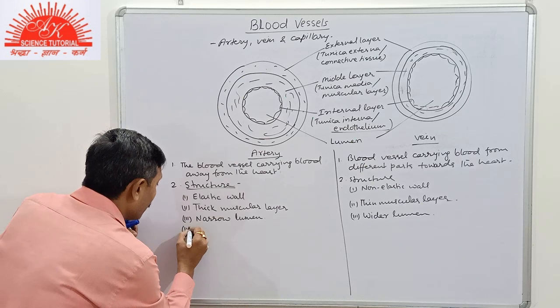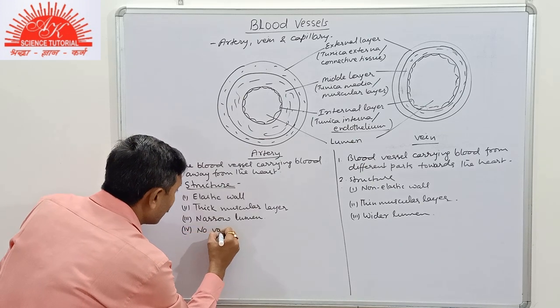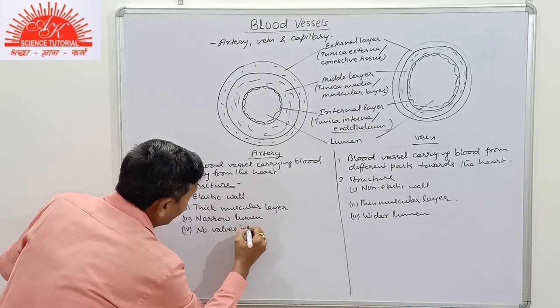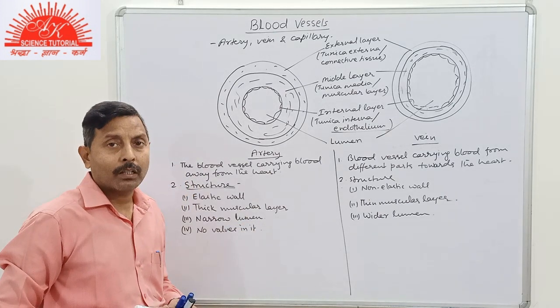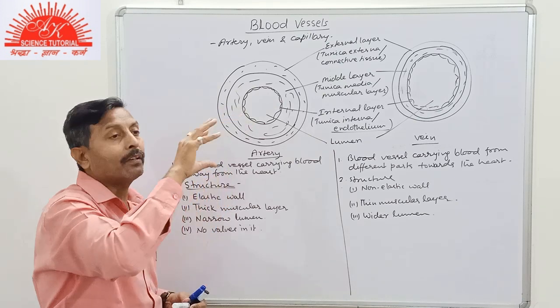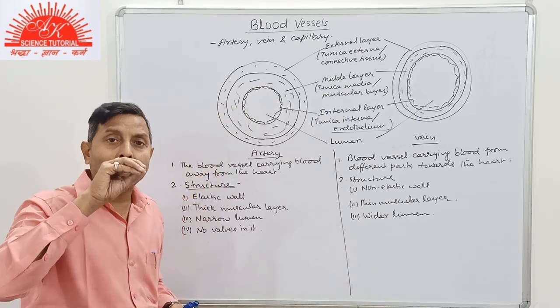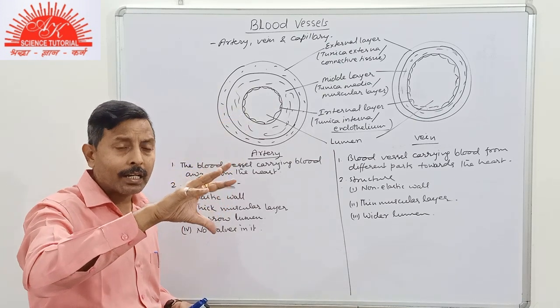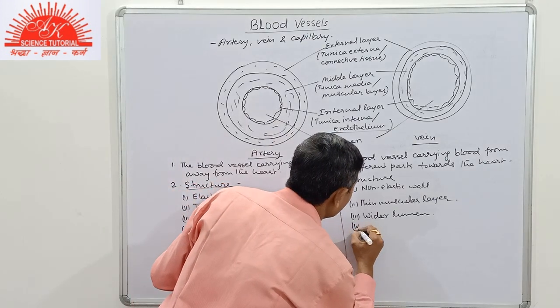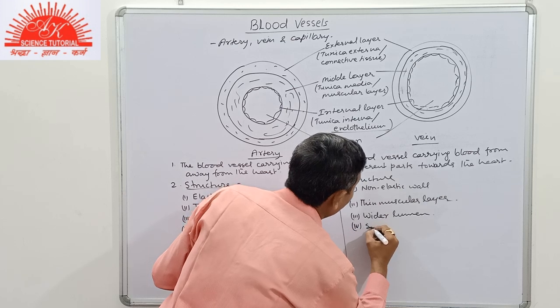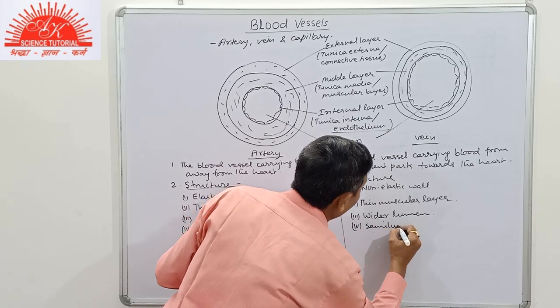One more structural point: no valves in it. The arteries do not contain valves, because the wall itself behaves like a valve, that is, due to pressure it expands and dilates, and when pressure is decreased, it contracts. But in veins, there are semilunar valves at regular intervals.